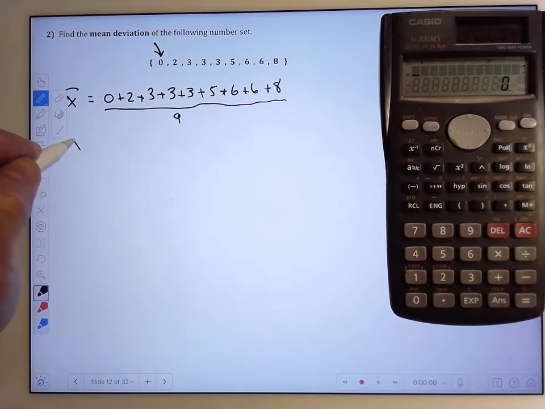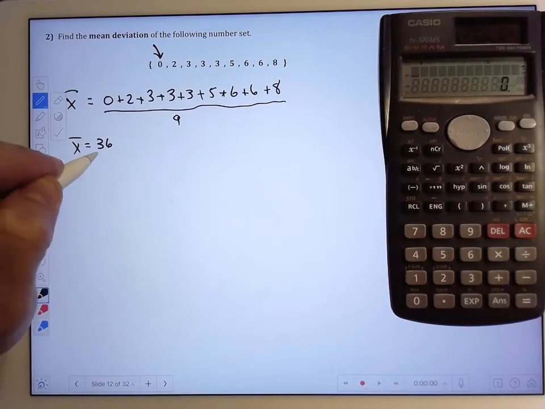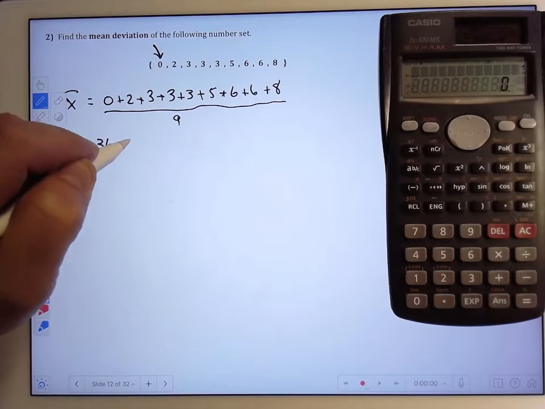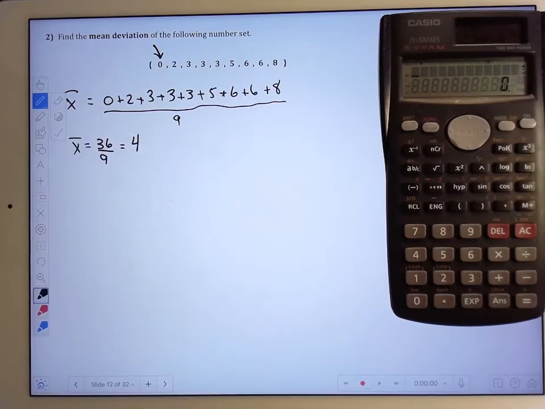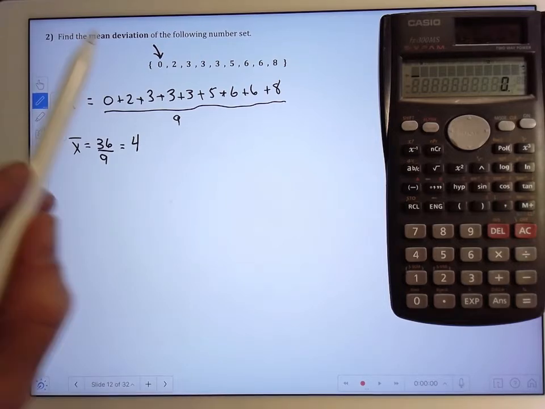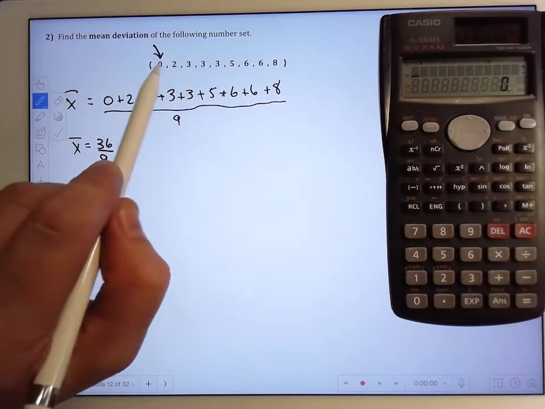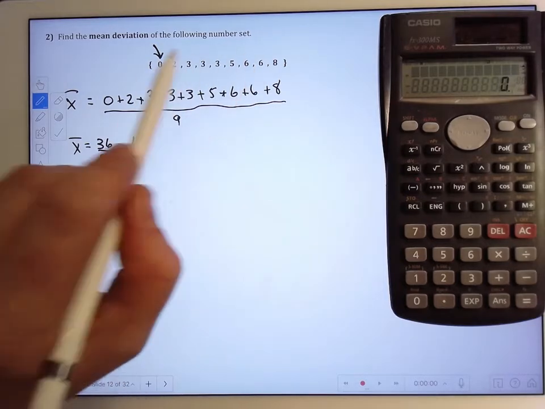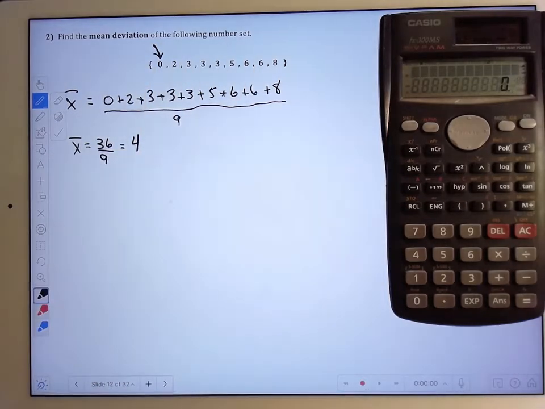that we count it. So the average in this case is going to be equal to all those numbers added together, which will come to 36 over 9, which is 4. So the average, or the mean, of this set of data is 4. And so now we have to figure out, on average, how far away are each of these from that mean. So we'll take a quick second and write out all the data.